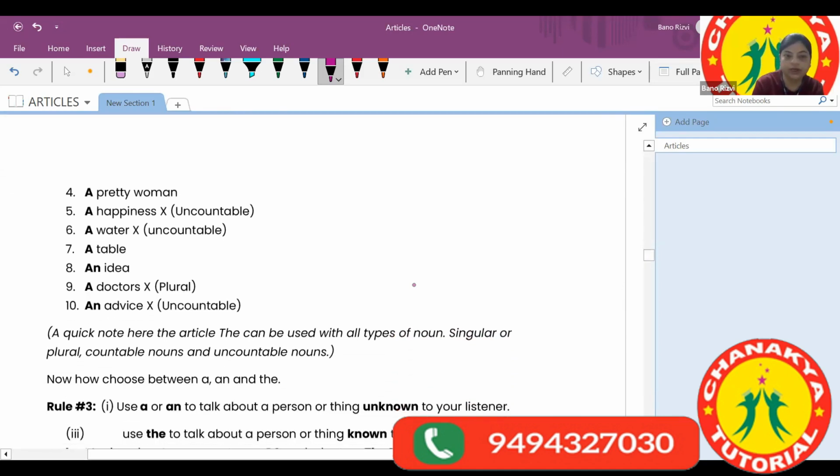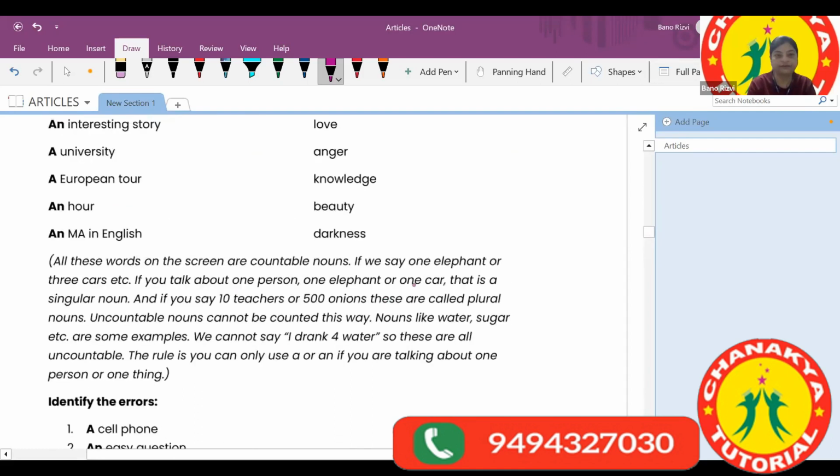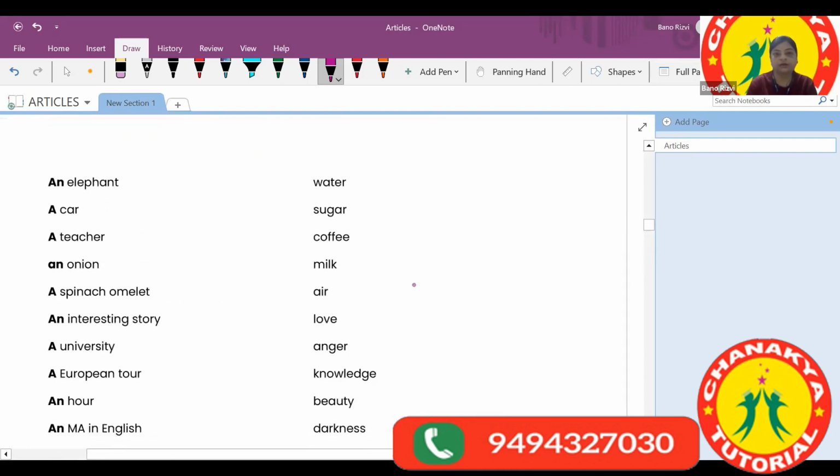So a quick note here is that the article the can be used with all types of nouns, singular or plural, countable nouns and uncountable nouns. Now you can choose between a and the. Now you understand, these are the uncountable ones. If it is uncountable, we do not say a or an. We do not say a water, we do not say an water. We do not say a sugar, we do not say an sugar. We just say sugar. Okay?